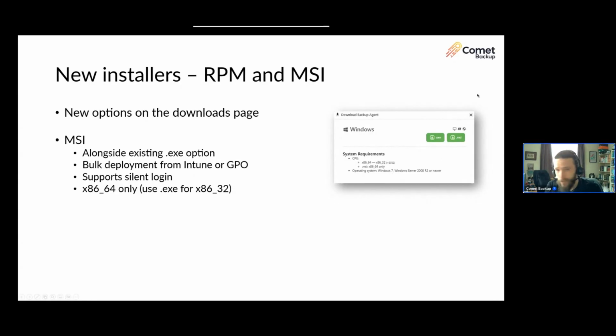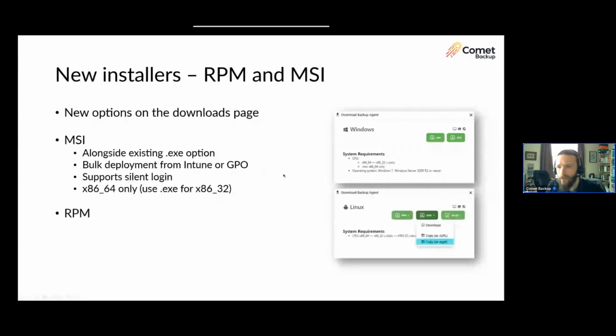As well as MSI, in Comet 25.8 Titan, we have also added an RPM installer. And likewise, we're not getting rid of the existing deb and generic options. They're staying, of course. The deb installer is really easy to use on Debian family distros, and that's including Ubuntu. And the new RPM installer is easy to use on Red Hat family distros, including CentOS, Fedora, Alma, Rocky, Oracle Linux, Azure Linux, and all of those guys.